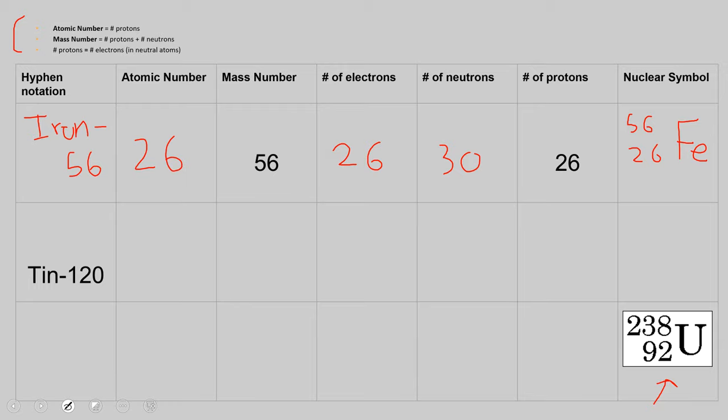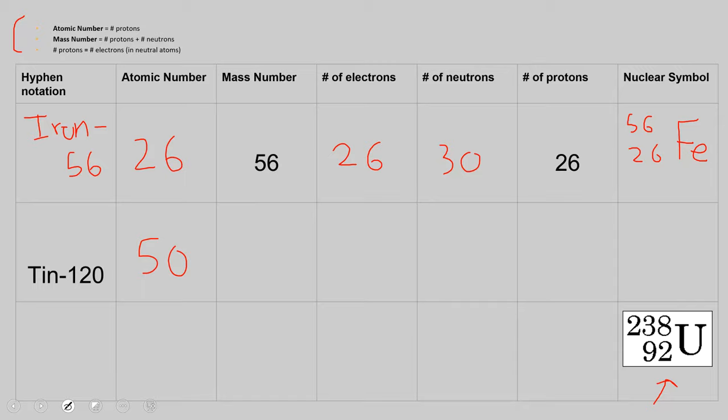So we're given something in hyphen notation, and now we need to fill everything else out. So let's just go straight down the line. Let's start with atomic number. We're given an element. It's tin. So you have to find that on the periodic table. After a little bit of searching, you'll find that it is Sn. That's one that throws a lot of students off. So tin is Sn. Tin is element number 50, so that means its atomic number is 50.